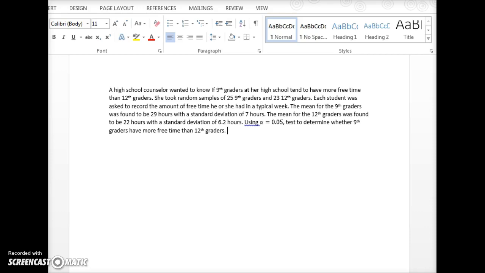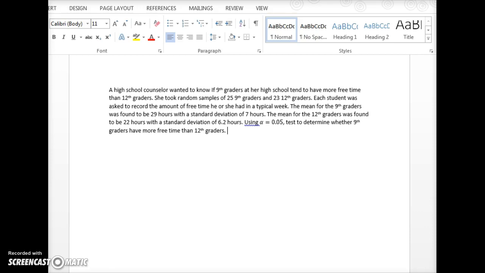So the mean for the ninth graders is 29 hours with a standard deviation of 7 hours, and the mean of the 12th graders was 22 hours with a standard deviation of 6.2. And again, we want to determine whether ninth graders have more free time than 12th graders. First of all, let's notice in this problem we are comparing two means, and it's not a paired t-test because we have two independent samples. Therefore, it's going to be an independent two-sample t-test.